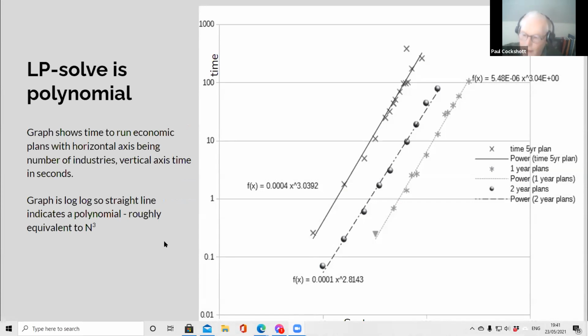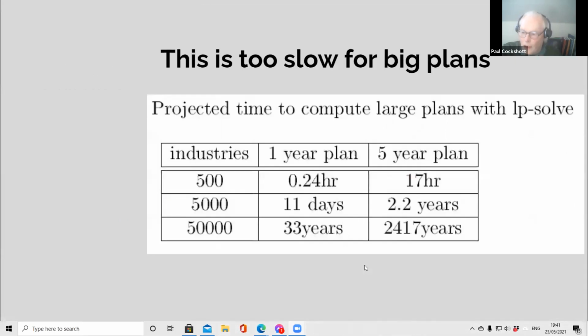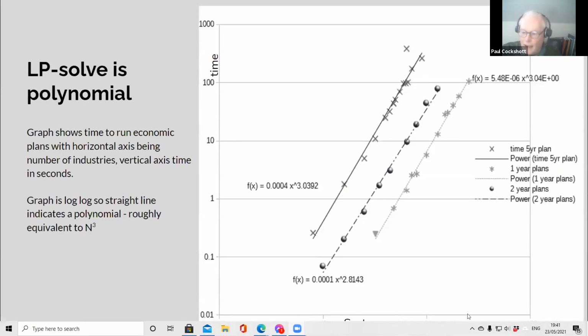Well, what you find is that the x-axis here is the number of industries, and the y-axis is the time to solve a plan, a 1 year, 2 year, 5 year plan. So it becomes more complex the more years you want to solve it for, and it becomes more complex the more industries you want to solve it for.